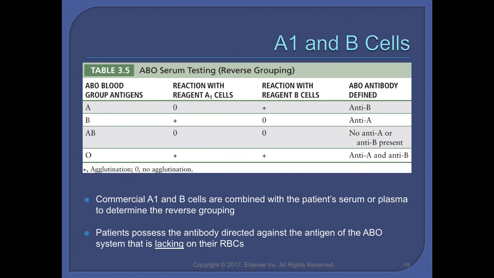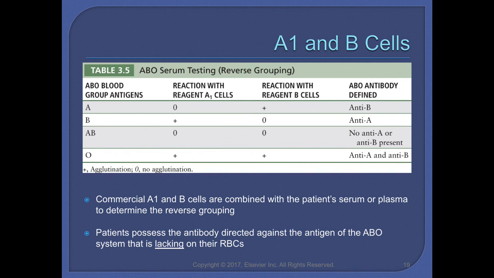A patient who is AB, okay, will have a negative reaction for both reagent A1 cells and reagent B cells because these patients don't have anti-A or anti-B present in their serum. People that are group O will have a positive reaction with both reagent A1 cells and reagent B cells because they do have anti-A and anti-B in their serum, because they actually lack the A and B antigens on the surface of the red blood cells, okay?